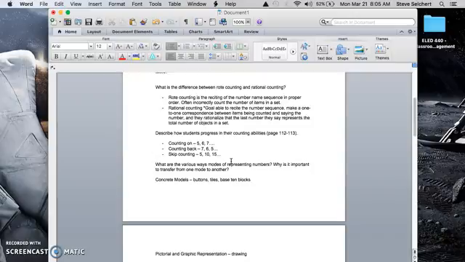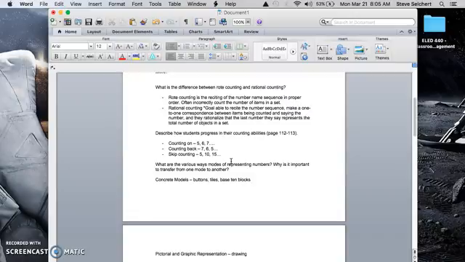The difference between rote counting and rational counting is that rote is being able to recite the number name sequence in proper order, but often incorrectly counting the number of items in a set. This is not where you want students to be. You want them to be more into rational. It's more of the goal.